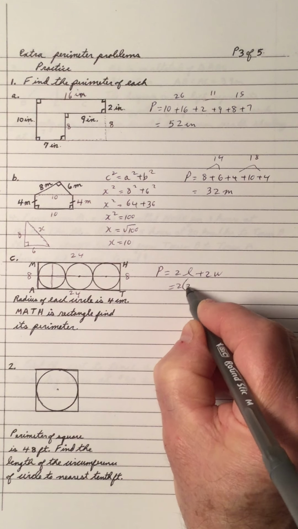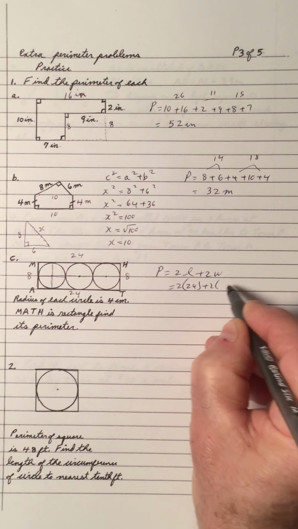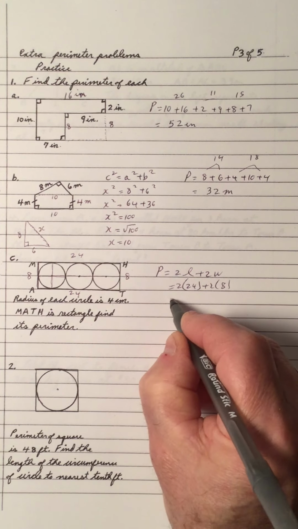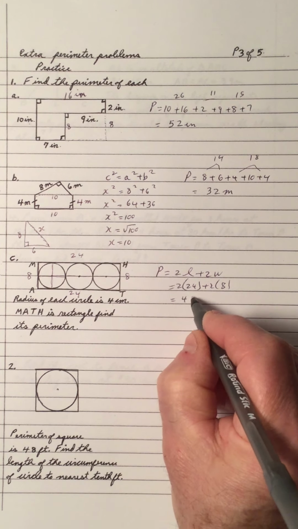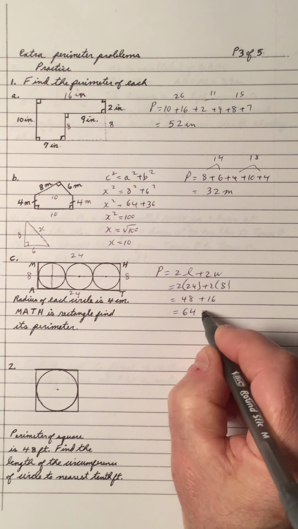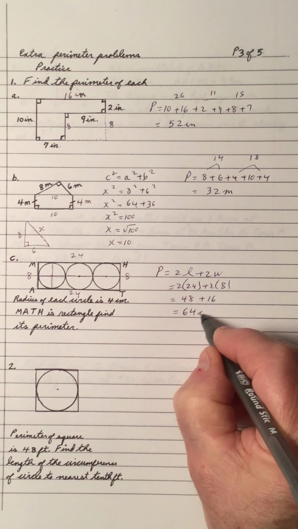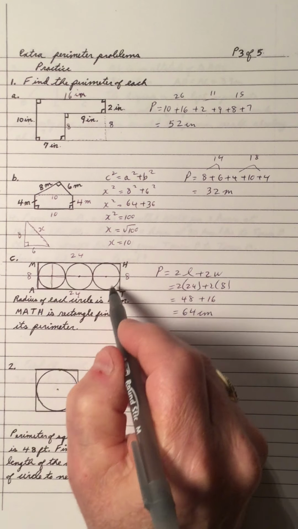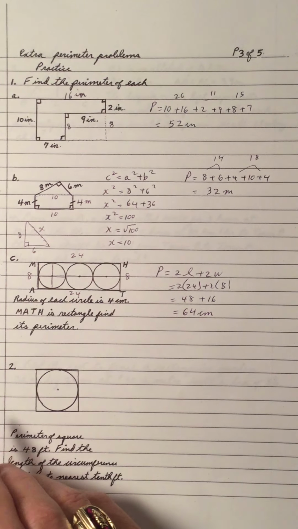The length is the longer side of 24. The width is the shorter side of 8. 2 times 24 is 48. 2 times 8 is 16. And added up, we get 64. And the unit is centimeters. So the perimeter around this rectangle is 64 centimeters.